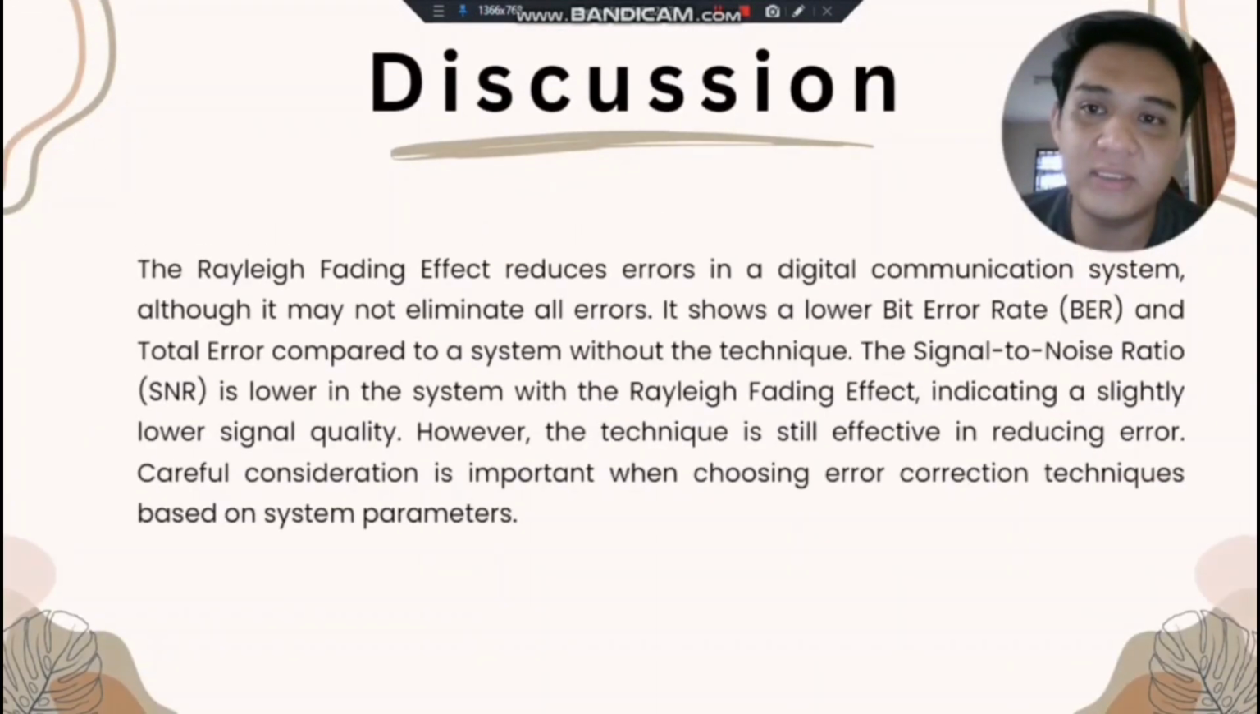Next we go to the discussion. The Rayleigh fading effect reduces error in a digital communication system, although it might not eliminate all errors, but it shows a lower bit error rate and total error compared to a system without the technique. Also, the signal to noise ratio is lower in the system with the Rayleigh fading effect, indicating a slightly lower signal quality. However, the technique is still effective in reducing error. Careful consideration is important when choosing error correction techniques based on the system parameters.